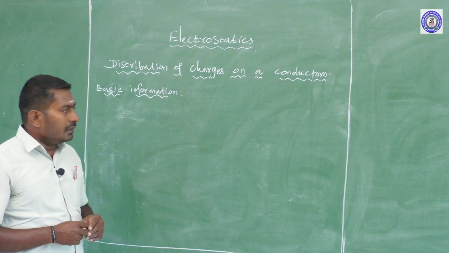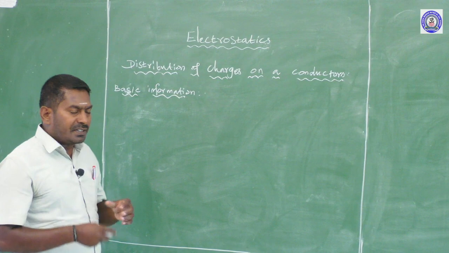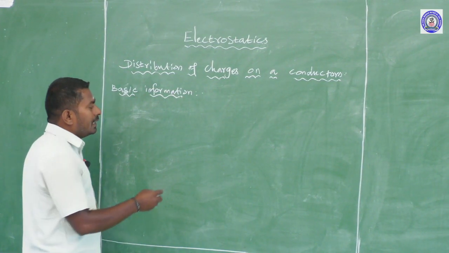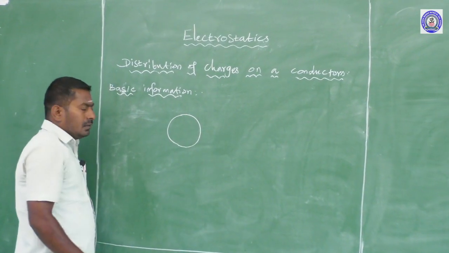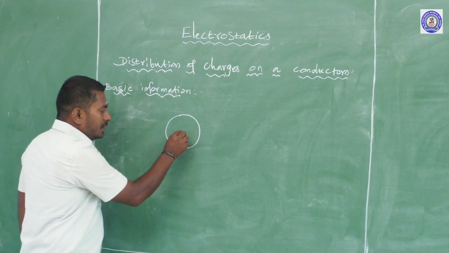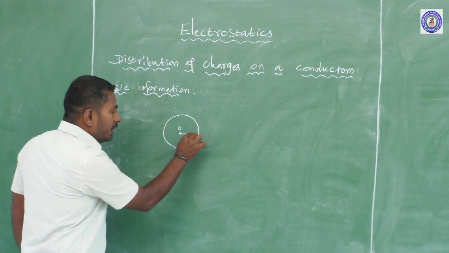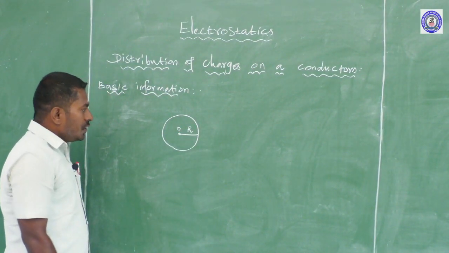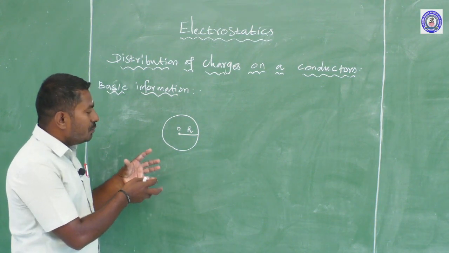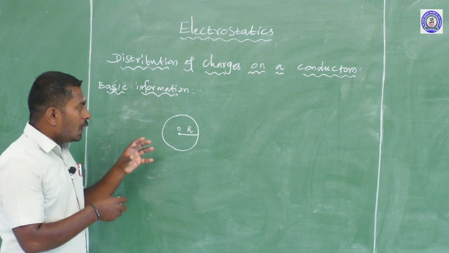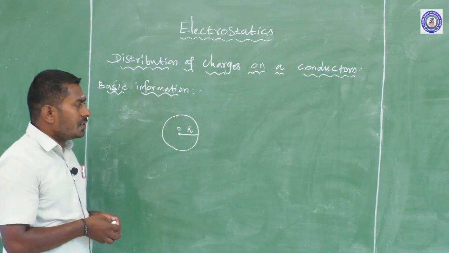Before going to the topic, we learn some basic information about the topic. First of all, let us consider one spherical metallic conductor. This is a spherical metallic conductor. Center of the metallic conductor is O. Radius of the metallic conductor is R. Initially, the charge of the metallic conductor is 0 because that metallic spherical conductor contains equal amounts of positive charge and negative charge. Net charge of the metallic sphere is 0.